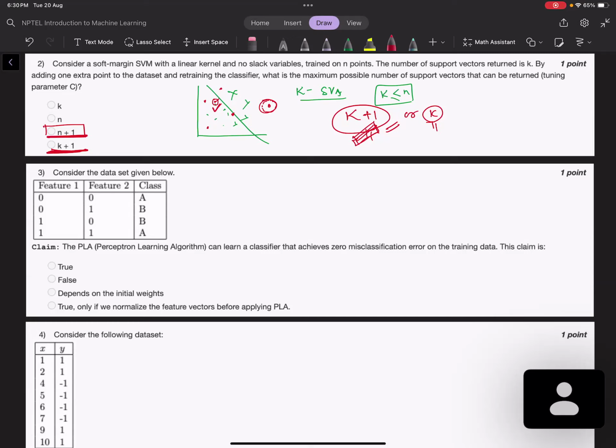So for the XOR function, 0 0 is class A, 0 1 is class B, 1 0 is class B, and 1 1 is class A. This is not linearly separable, right? Not linearly separable. That's why it is false.